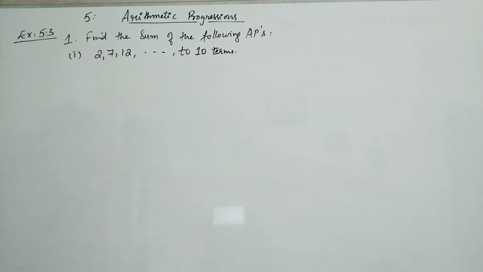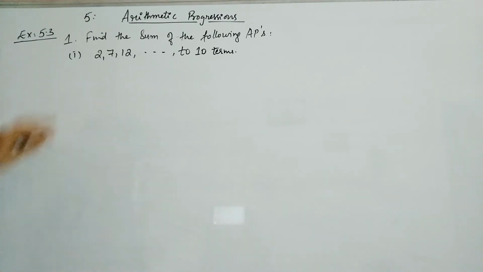Okay. Now we will start with exercise 5.3. Question number 1 is find the sum of the following APs. First subdivision is 2, 7, 12, etc. till you have 10 terms. Okay, up to 10 terms you have to add.